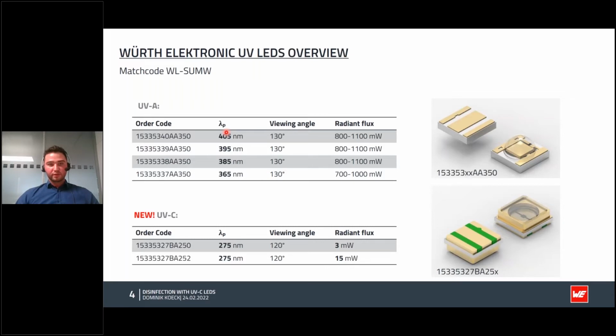But first, let me give you a short introduction to what kind of products Würth Elektronik currently has in its portfolio. Currently we have high power UVA LEDs with a wavelength from 365 nanometers to 405 nanometers. But also, since a few months now, we have UVC LEDs with 275 nanometers, in different power levels. In the future, we are also aiming to get UVC LEDs with a higher radiant flux, as those are more important for disinfection purposes.